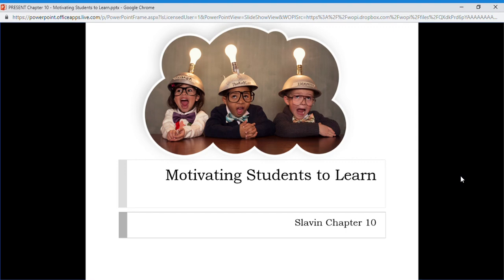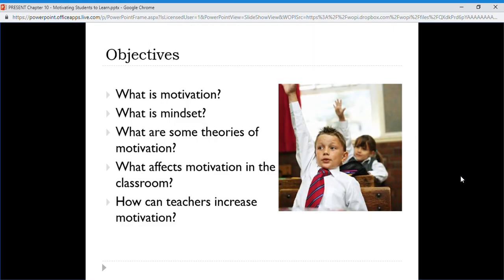This week we're going to be talking about Chapter 10 from the Slavin text, Motivating Students to Learn. Today we'll be going over several different things. First, we're going to be talking about what is motivation. Then we'll switch into talking about mindset and Carol Dweck's theory of growth versus fixed mindset. We'll talk about some other theories of motivation, what affects motivation in the classroom, and what teachers can do to increase the motivation of their students.